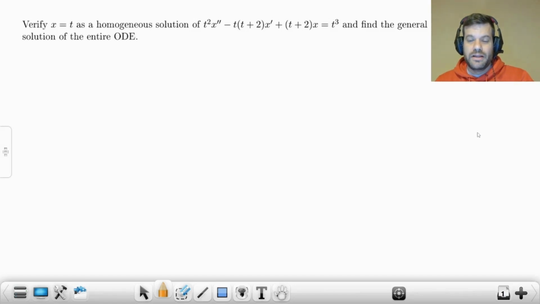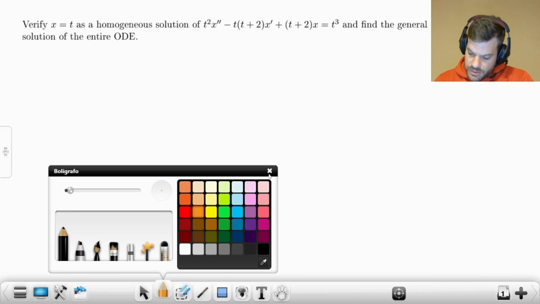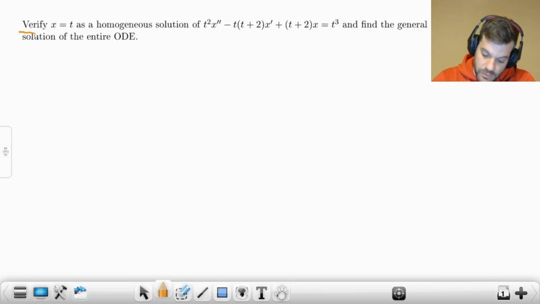Hello everyone and welcome to this new problem. In this case we are trying to solve a non-homogeneous ordinary differential equation, but first we are required to verify, and that's always nice since it doesn't say solve, so please don't solve at the beginning, just verify.